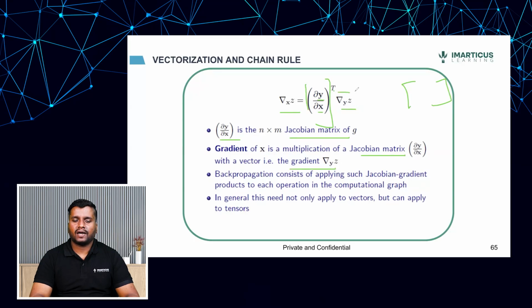Backpropagation consists of applying such Jacobian-gradient products to each operation in the computational graph. So in backpropagation, we apply such Jacobian-gradient products to each operation in the computational network. In general, this need not apply only to vectors but can apply to tensors. We have tensors of values in neural networks, on which we apply these Jacobian-gradient products at each level of the neural network.